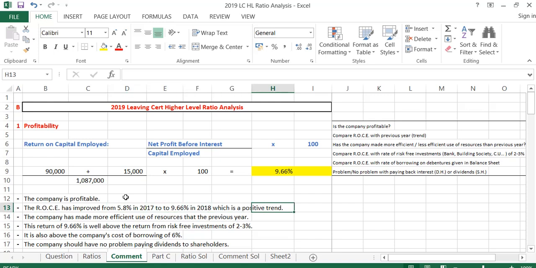And again, if it had gone down, you just say it is a negative trend. The company has made more efficient use of resources than the previous year because it's gone up. Again, if it went down, you would say the company has made less efficient use of resources.